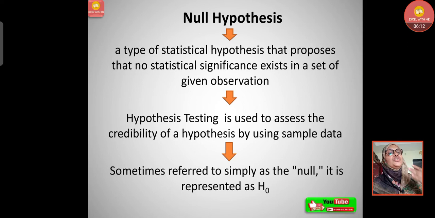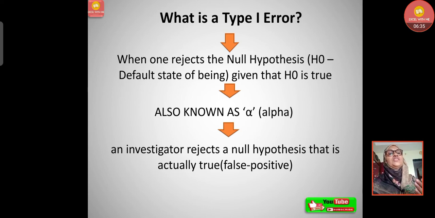So, hypothesis testing is used to assess the credibility of a hypothesis by using sample data. Obviously, we will use the sample data to check whether our hypothesis is tested properly or not. The null hypothesis is sometimes referred to simply as the null. It is represented as H0. Then what is a type 1 error here? Let's understand. When one rejects the null hypothesis, H0, the default state of being, given that H0 is true. When the result is true and we are rejecting it, that is a type 1 error, also known as alpha. If an investigator rejects a null hypothesis that is actually true, it is also called a false positive. When it is actually true, if we are rejecting it, that means we are making a type 1 error.